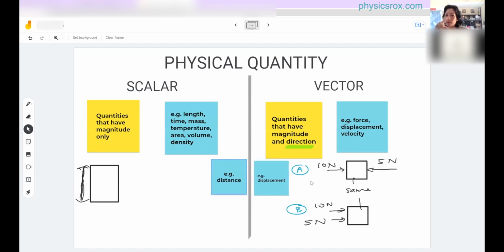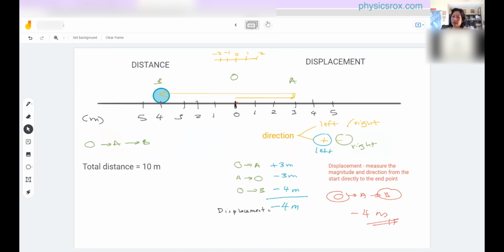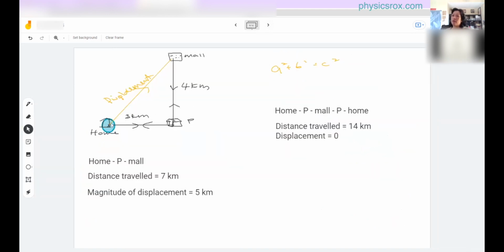Distance is how far the object travels. Displacement is also how far they travel, but it's how far they travel compared to the original position. You don't care about the total they travel. In the end, you just compare starting and ending point. That's why even though you travel so much, if you come back to where you started, your displacement is only 0.